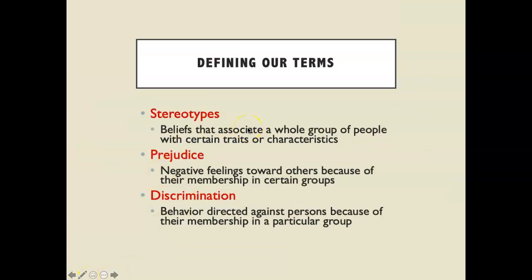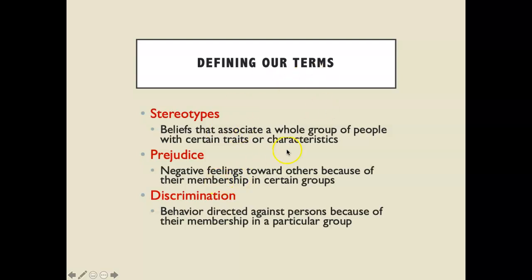So let's define our terms. You've heard these terms before. Here are the technical definitions. A stereotype is a belief that associates a whole group of people with certain traits or characteristics. As we've seen, it's an overgeneralization of imagined or perceived feelings and knowledge of the traits of a group that's applied indiscriminately to the whole group. Prejudice is basically negative feelings toward others because of their membership in certain groups. And discrimination is behavior driven by prejudice and stereotypes, associated with treating people differently because of their membership in a particular group.